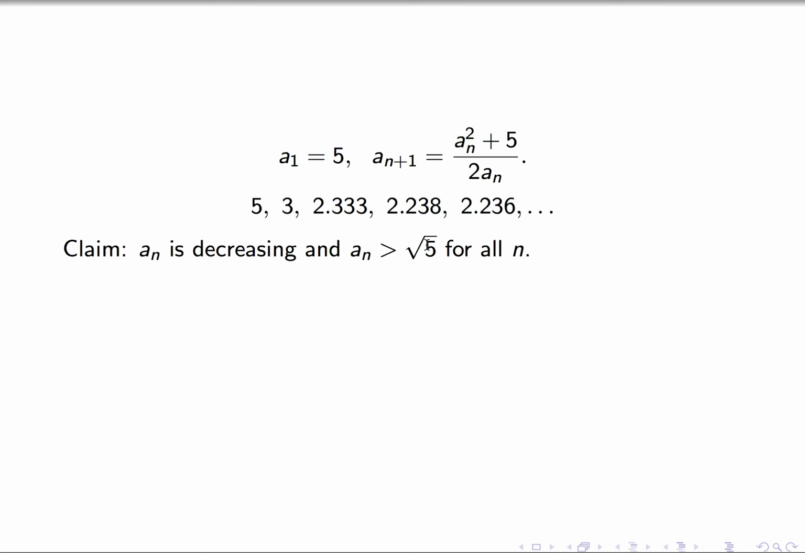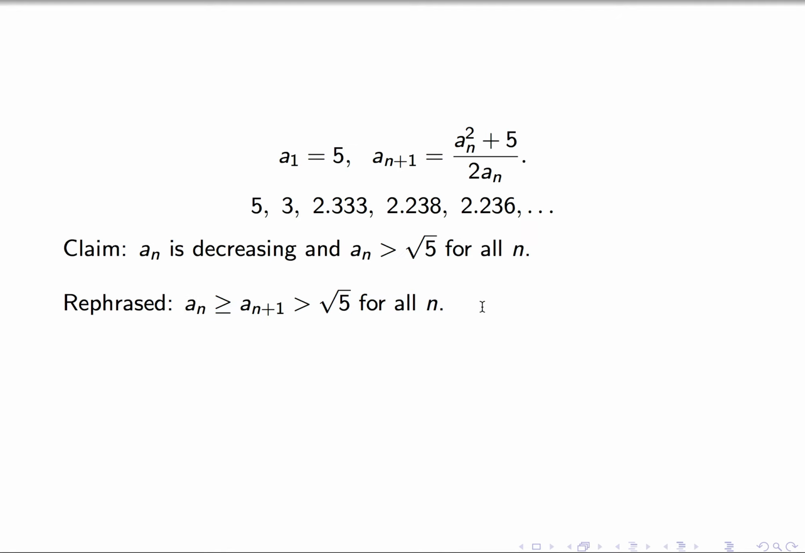So the claim that we're going to make to prove this is that the sequence is decreasing, and that all of the terms are bigger than the square root of 5. If I rephrase that, it's the same as saying that aₙ is bigger than aₙ₊₁, and all those are going to be bigger than the square root of 5.